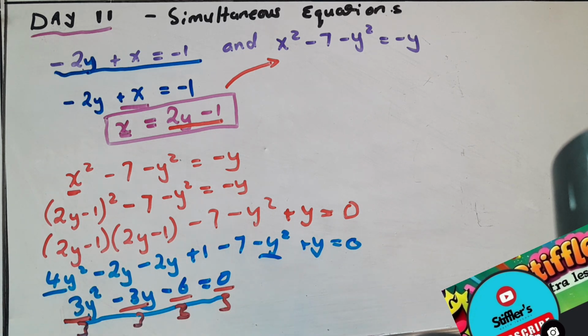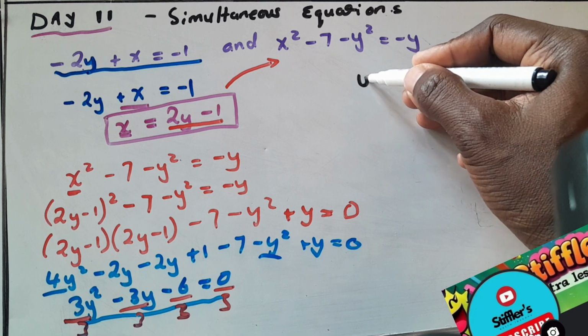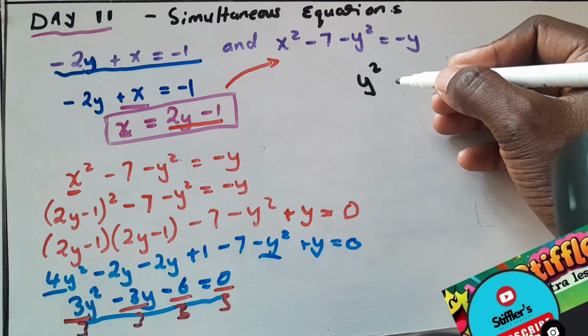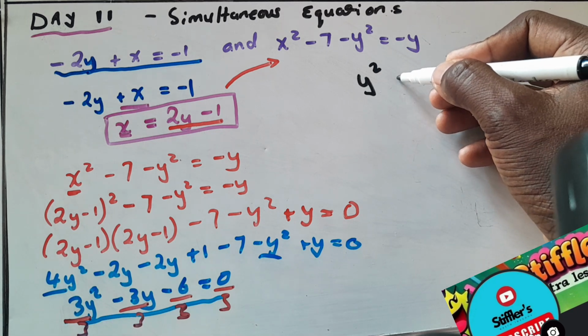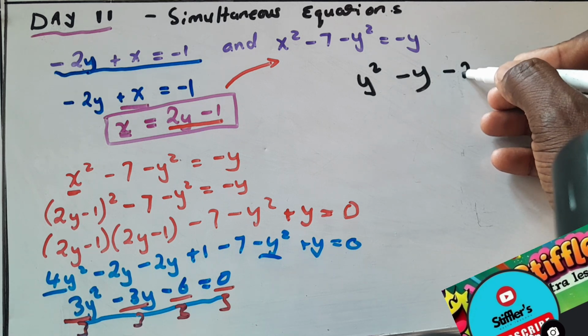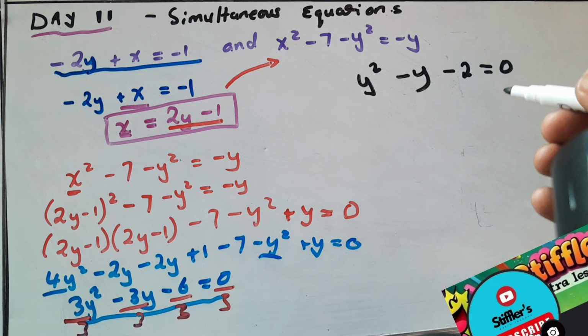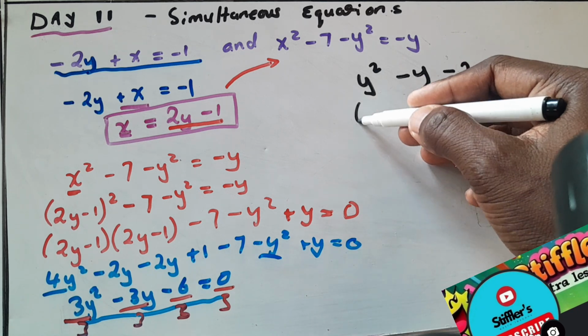So now, negative 3y squared divided by 3 just gives us negative y squared. I mean, that's just y squared, and minus 3y divided by 3 is just minus y. And minus 6 divided by 3, that's minus 2. And 0 divided by 3 is just 0. And now we can see that we're having a simple quadratic equation which we can just factorize now.